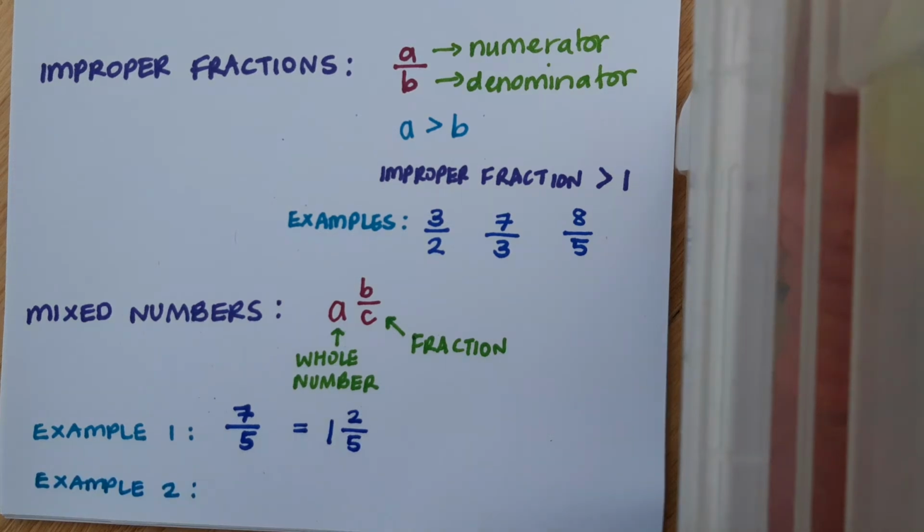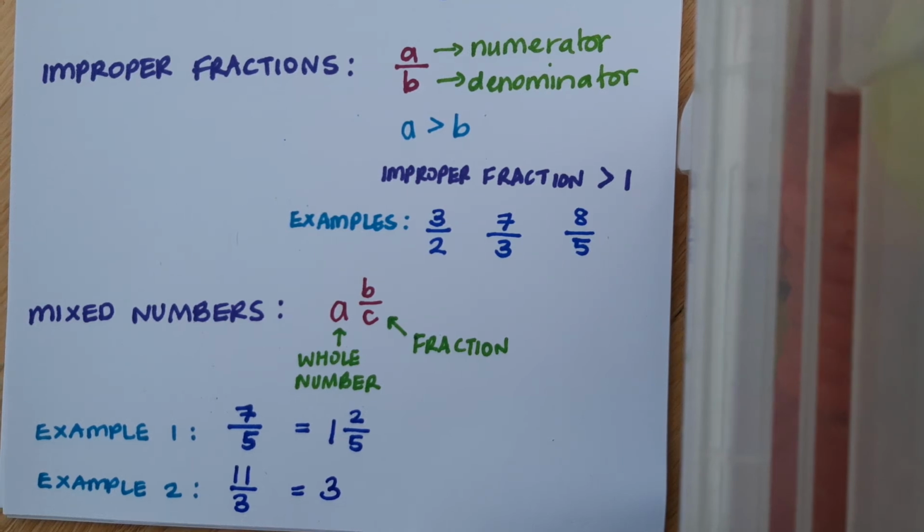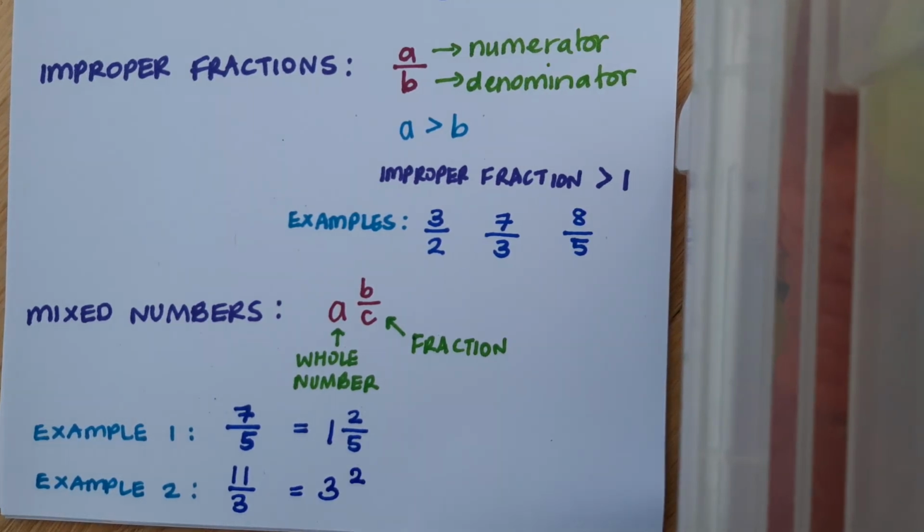Let's do a second example. I've got 11 over 3 and I want to write it as a mixed number. So I say 3 into 11 goes 3 times. Now what's the remainder? The remainder is 2, and I put that remainder over 3.